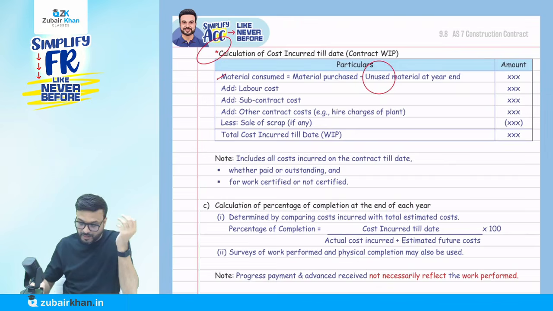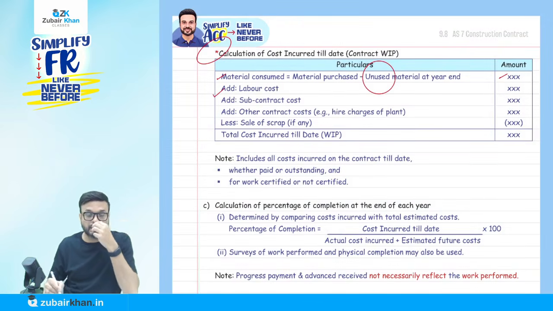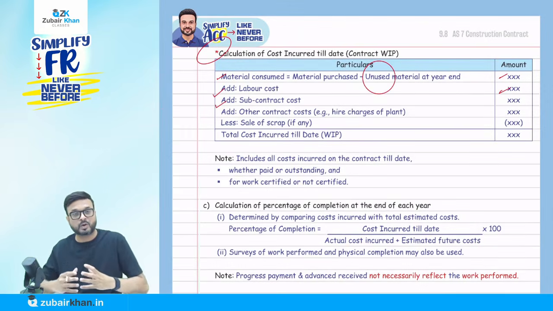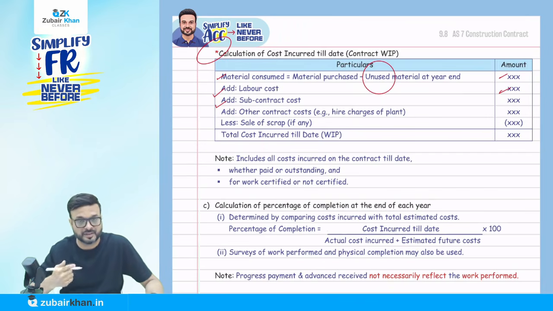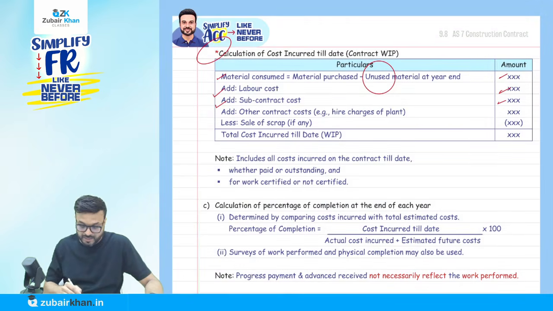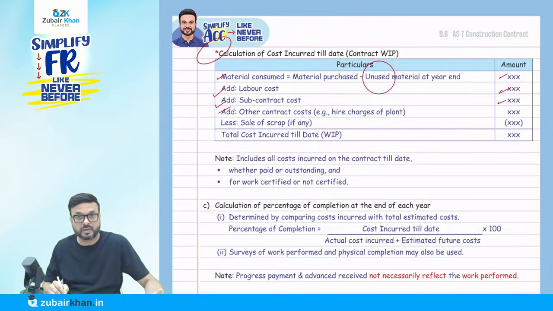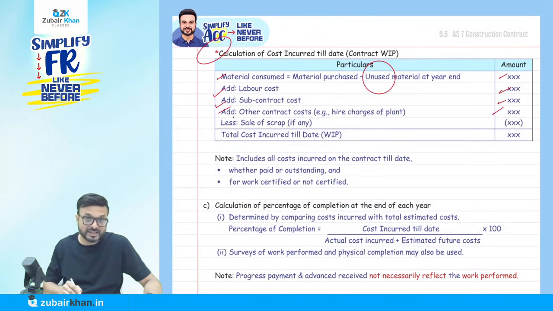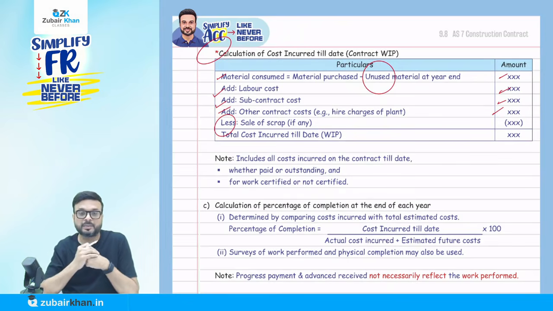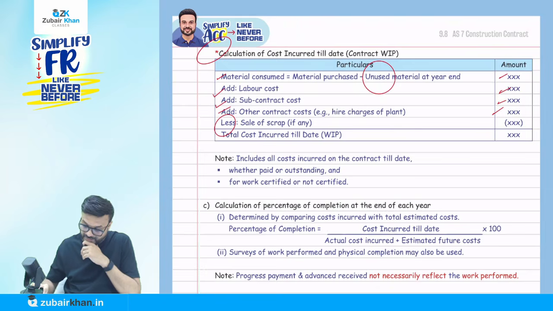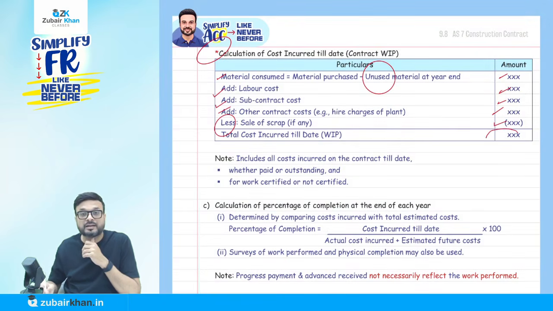Now the labor cost will be added. Then the subcontract cost. What is this subcontract cost? At times the contractor also subcontracts the work to someone, and we have to pay the subcontractor, so that is a cost for the contractor. Any other cost incurred that is directly attributable to the contract, for example hire charges of plant, is also included. And if there is any sale of scrap, or miscellaneous income, that should be deducted from the total cost. So this is the cost incurred till date.